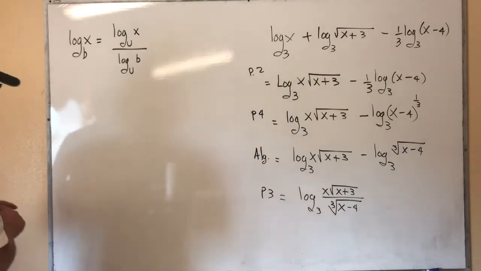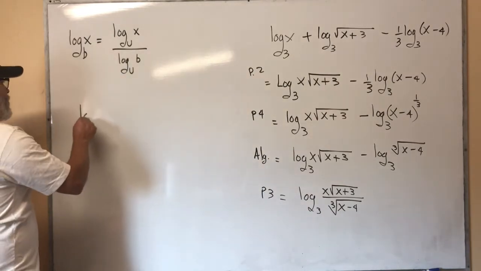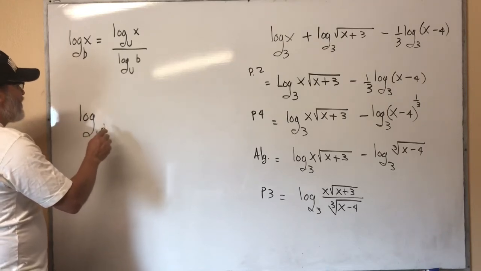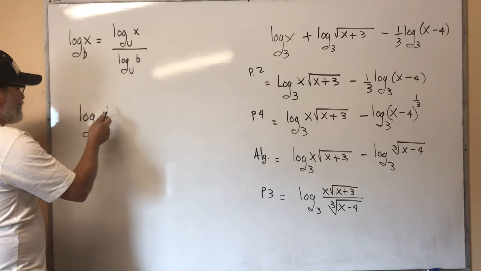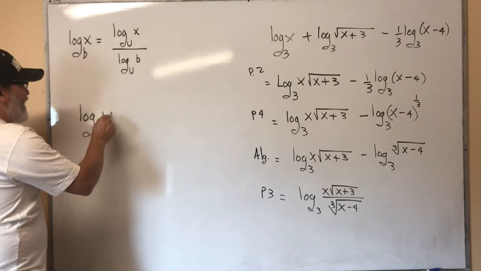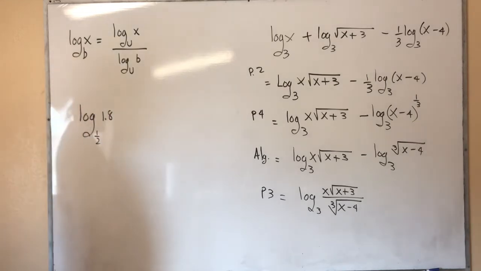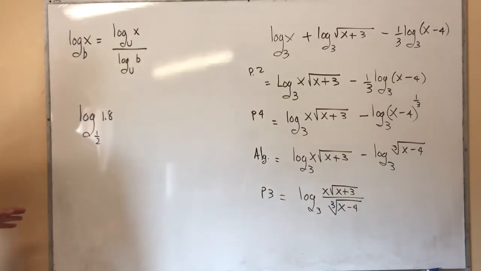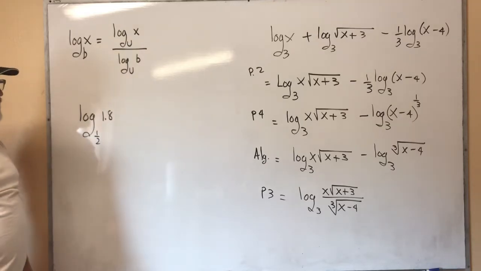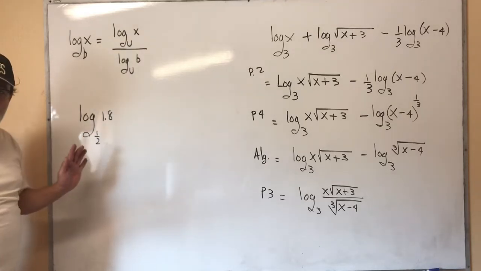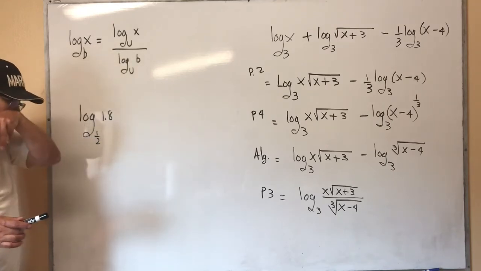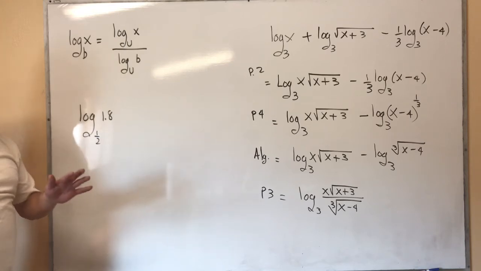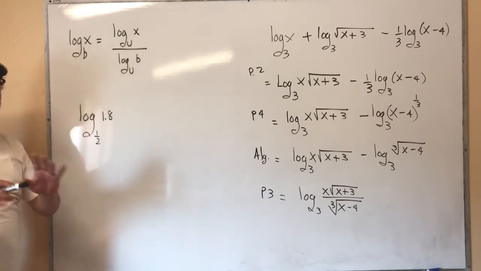For example, the log base half of 1.8. Suppose you want to do the log base half of 1.8. Theoretically you can pick any base you want. Yes, you can. I'm sorry, you can pick any base you want. Theoretically, you can pick any base you want.